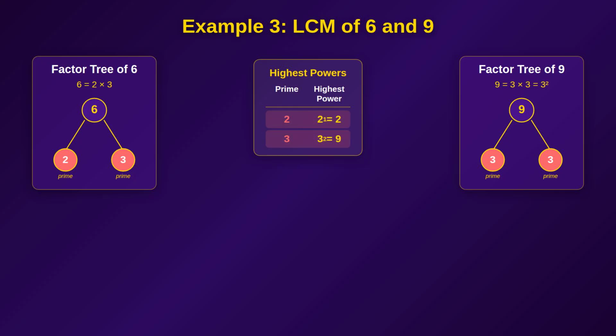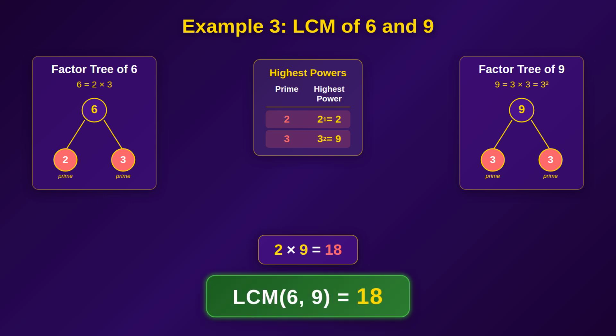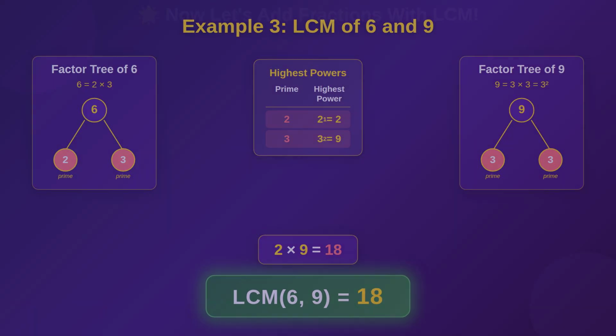Now identify all the prime factors that appear. We have the primes 2 and 3. Take the highest power of each. The highest power of 2 is just 2 to the first power, which is 2. The highest power of 3 is 3 squared, which is 9. Multiply them together. 2 times 9 equals 18. The LCM of 6 and 9 is 18. This method works every single time, even with bigger numbers.